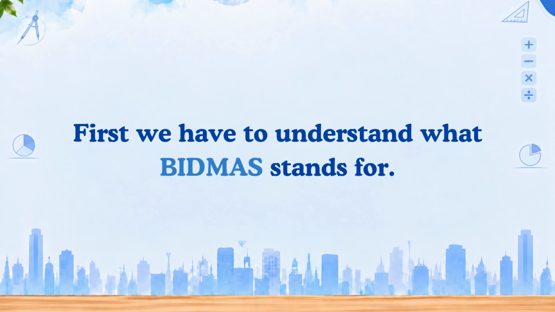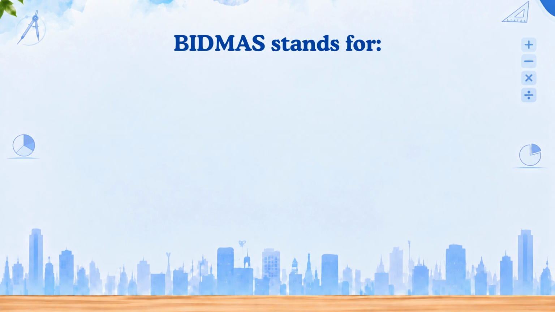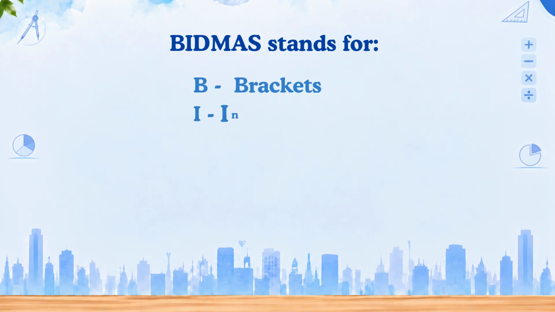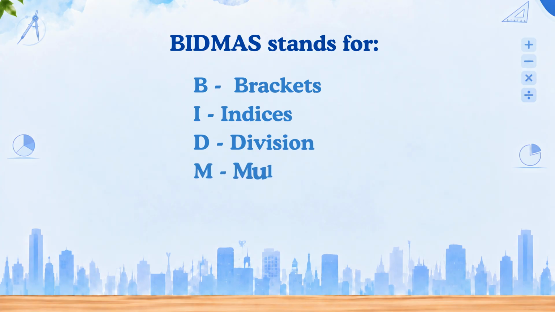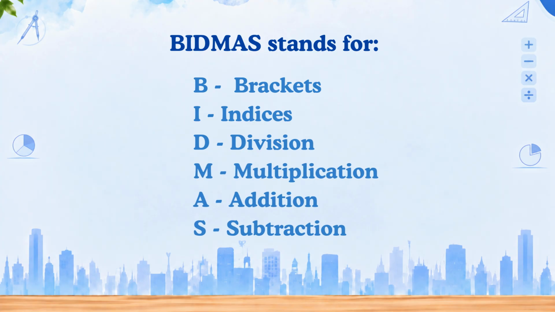First, we have to understand what BIDMAS stands for. So B stands for brackets, I stands for indices, D stands for division, M stands for multiplication, A stands for addition, S stands for subtraction. The order tells us which calculations to complete first. Remember that division and multiplication have the same priority, so they work from left to right. The same is true for addition and subtraction.